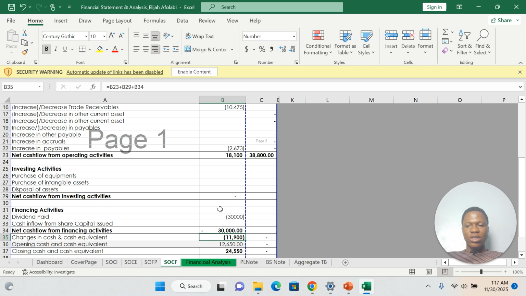Then of course, at the end of the day, you have your net cash flow for the period. Net cash flow is the addition of your total cash flow under operating activity, plus total cash flow under investing activity, plus total cash flow under financing activity. And at the end of the day, you then have your opening cash and cash equivalents, and then you get your closing cash and cash equivalents for the period.